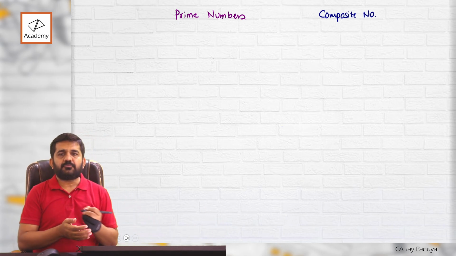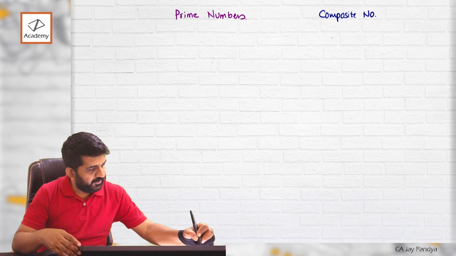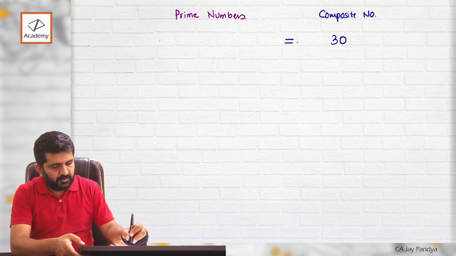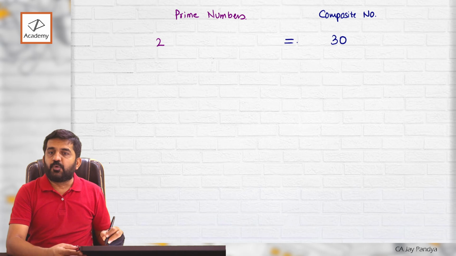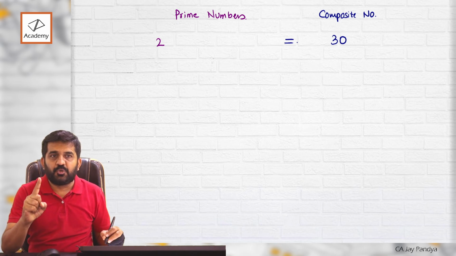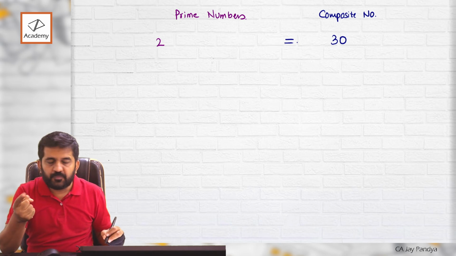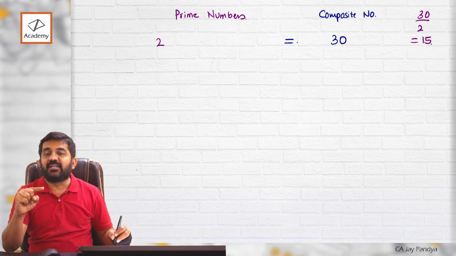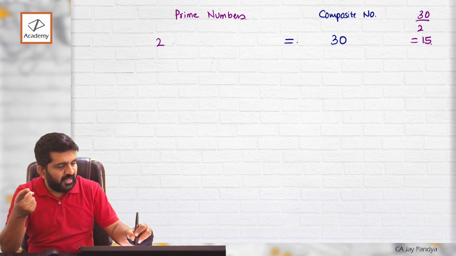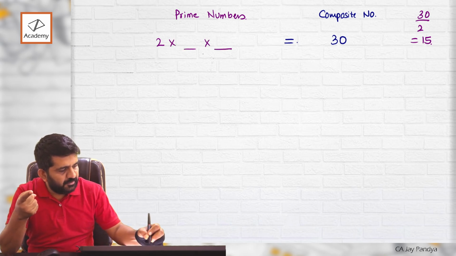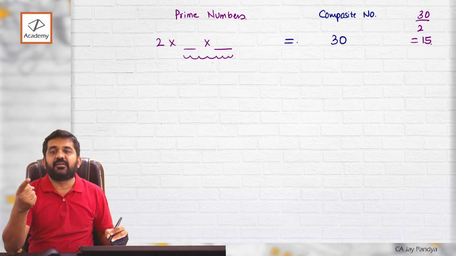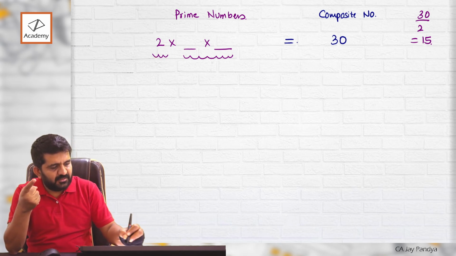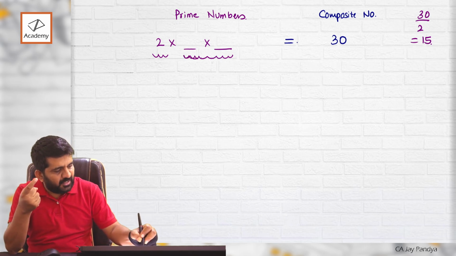Composite number. Let me take one more composite number. 30. I am doing the product of 2. See, always you should do this. When I do 30 divided by 2, what will be the answer? Remainder is 15. So now whatever I write down, the answer of this 2 should be 15. So 15 2s are 30. So this answer should be 15.